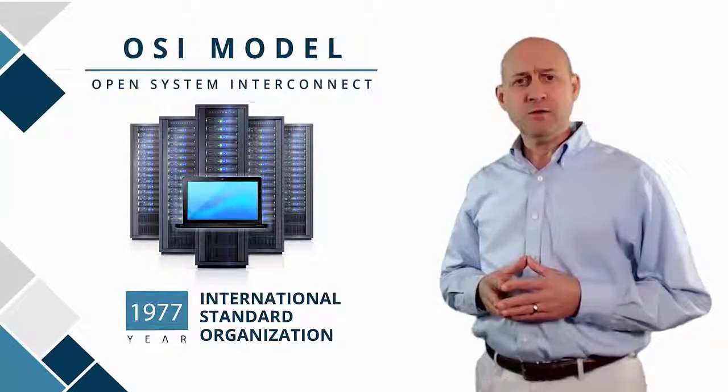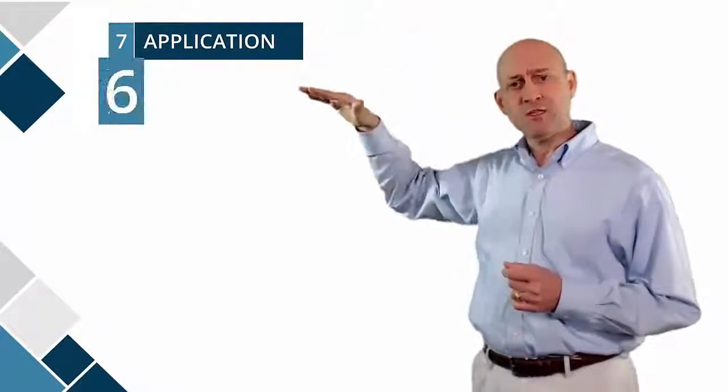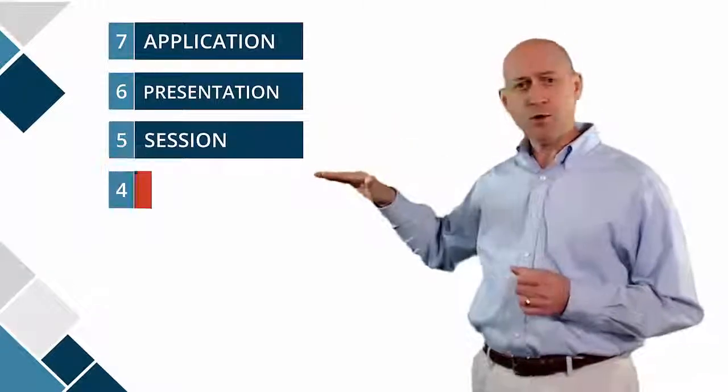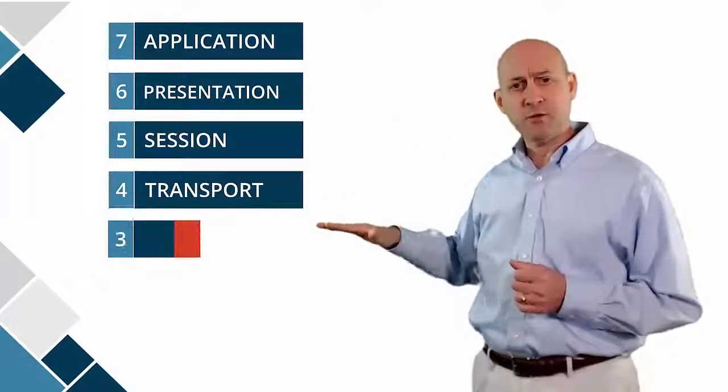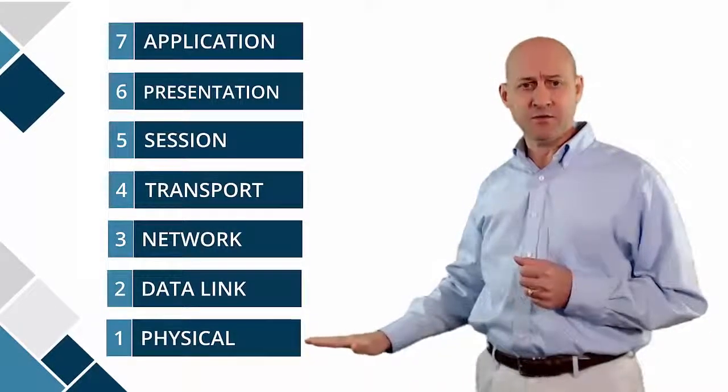The OSI model is broken up into 7 distinct steps. We start at layer 7, work our way down to layer 1. Layer 7 is the application layer. Layer 6 is the presentation layer. Layer 5 is the session. 4 is transport. 3 is networking. 2 is data link. And layer 1 of the OSI model is the physical layer.